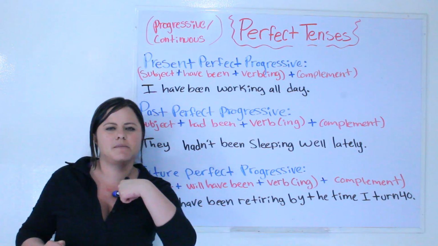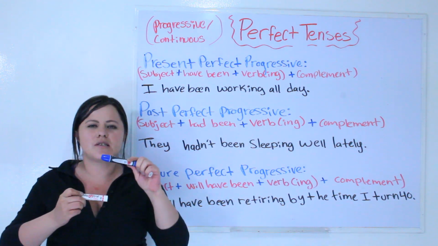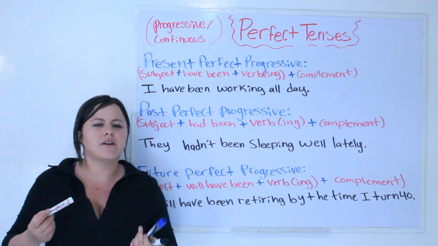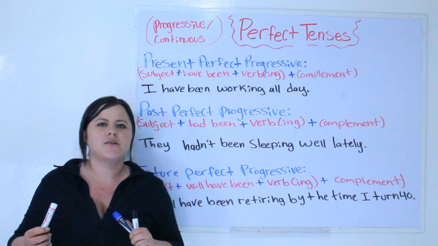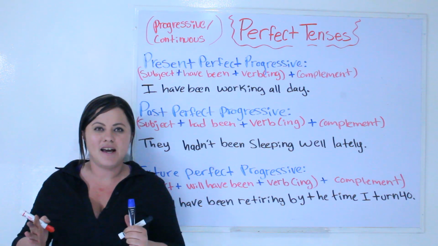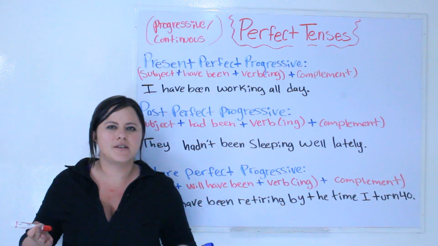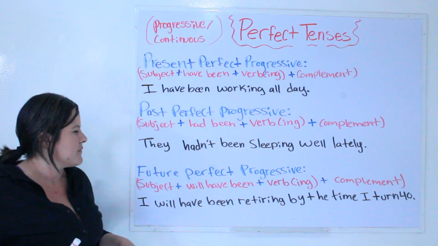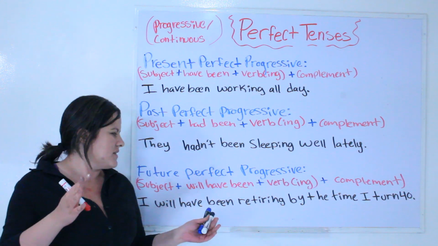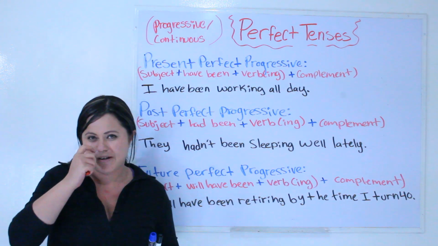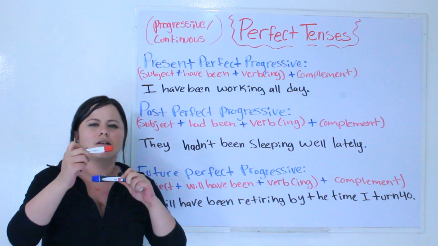And the next one, I hadn't been sleeping well. If I say I hadn't been sleeping well, that means that it progressed. I couldn't sleep, it progressed. But if I say I hadn't slept well, that means, oh, I hadn't slept well, but now I have. And it didn't progress. It didn't continue for a long time. And then I will have been retiring and I will have retired. Well, it's a little different. It sounds similar. I will have been retiring means that the action will have been continuing.